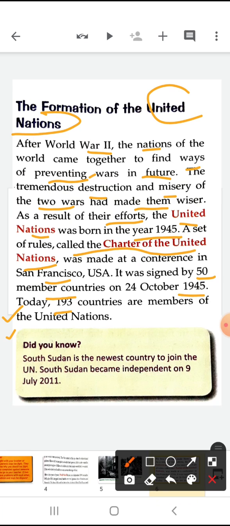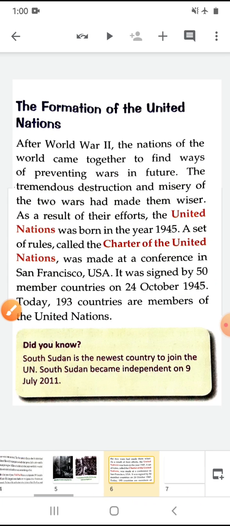Why was United Nations formed? United Nations was formed to make peace among the nations. Because of these two world wars, the nations became wiser. As a result of their efforts, the United Nations was born in the year 1945, and the rules made there are called the Charter of the United Nations, that was made at the conference of San Francisco, which is in USA, and at that time it was signed by 50 member countries on October 24, 1945, and today 193 countries are the members of United Nations.